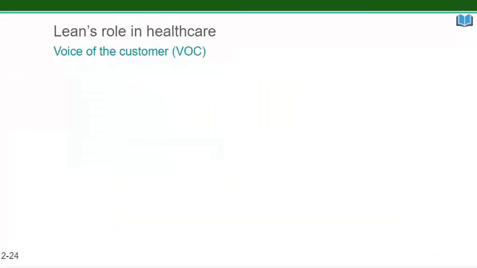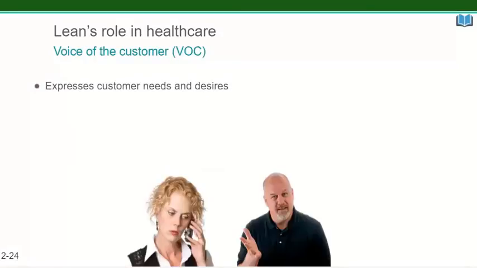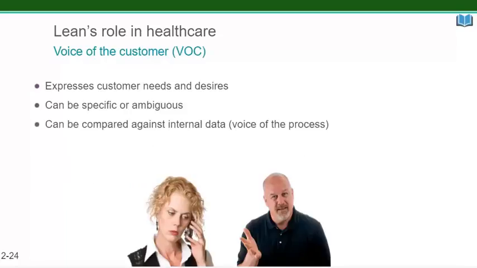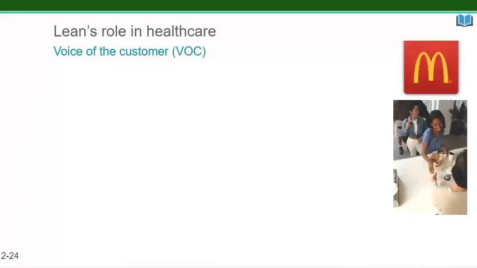Finally, in lean terminology, customer needs and desires are expressed as the voice of the customer, or VOC. For example, VOC can be specific: I request delivery within 7 days. Or ambiguous: better customer service. The VOC can be compared against internal data, or voice of the process, to assess current process performance and capability. To describe VOC, let's go back to McDonald's.